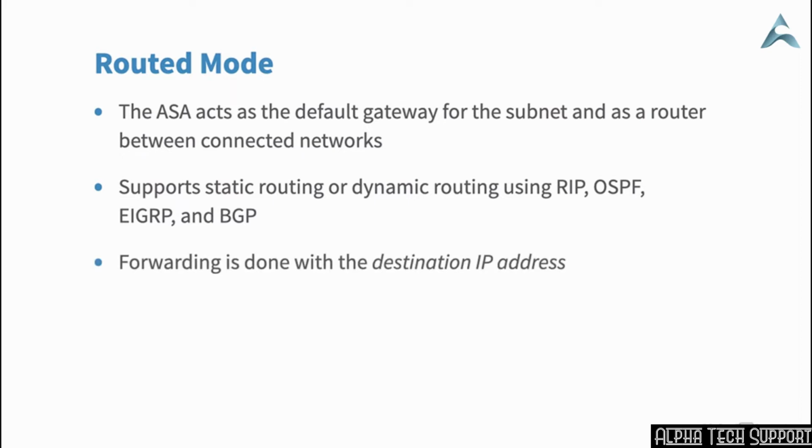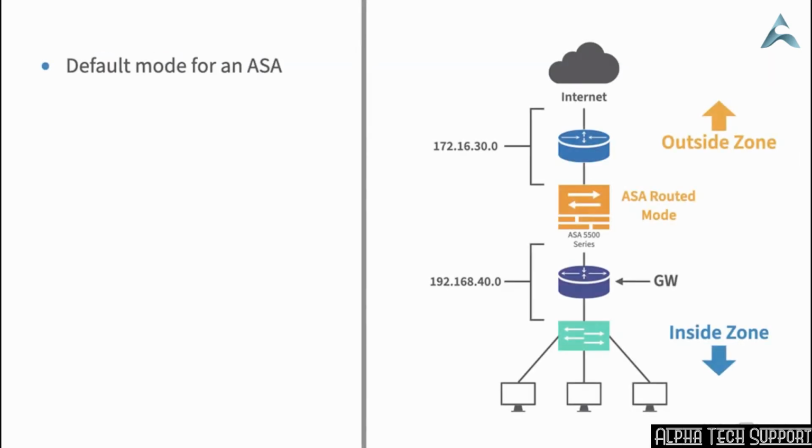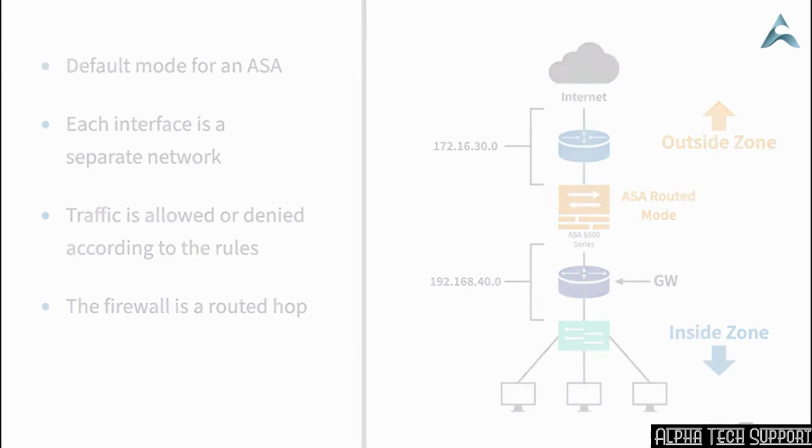Forwarding is done with the destination IP address, and the time to live value in the IP header is decremented as it passes through the device. Routed mode is the default mode for an ASA, and it's the most commonly used. Each interface is a separate network. Traffic is allowed or denied according to the rules. And the firewall is a routed hop and acts as the default gateway for the hosts. Routed mode is the default mode.